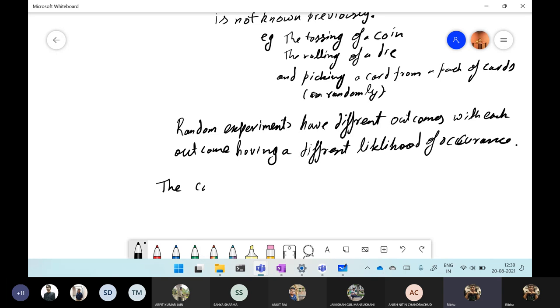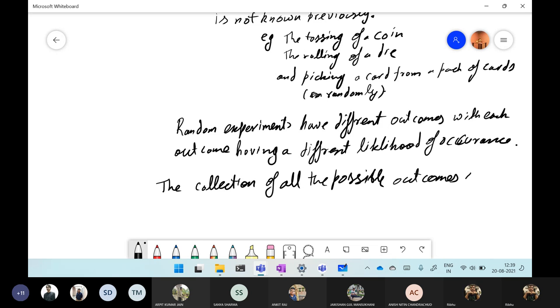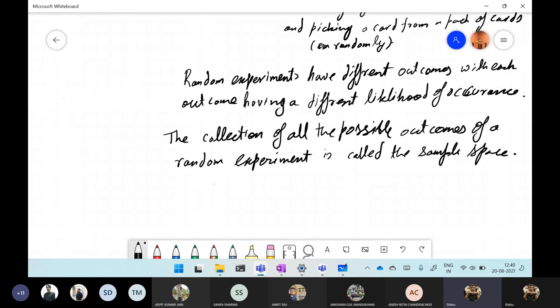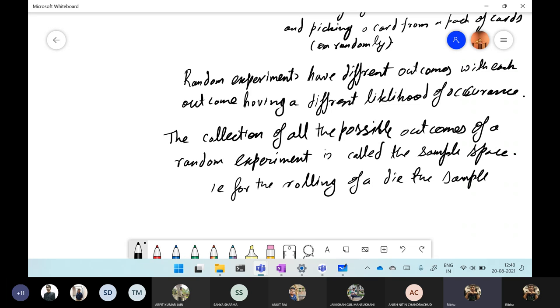The collection of all the possible outcomes of a random experiment is called the sample space. That is, for the rolling of a die, the sample space is... for the tossing of a coin.